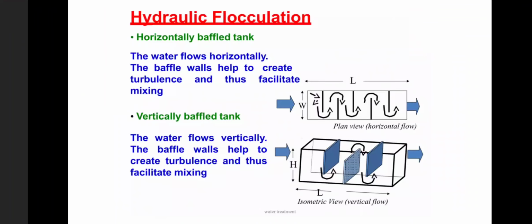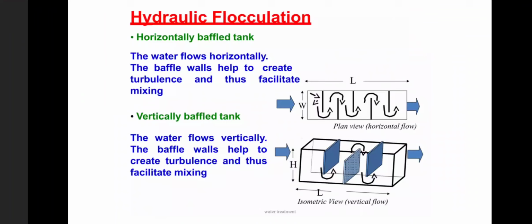So further, we can classify the flocculation process in a number of ways. The next one is hydraulic flocculation. Hydraulic flocculation is nothing but flocculation in a natural way. Here also baffle walls are constructed, but this kind of flocculation may be done in two directions. One is the vertical direction and another is the horizontal direction.